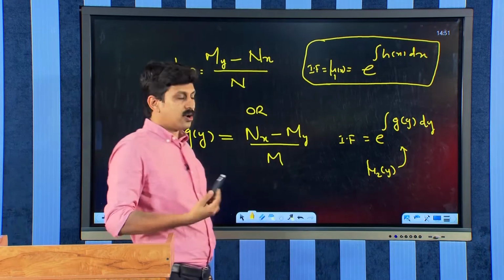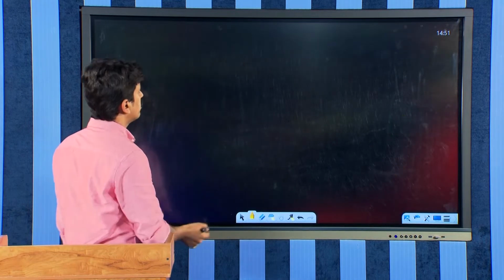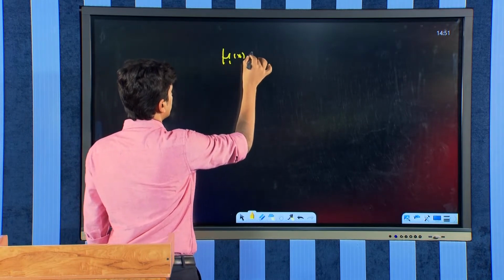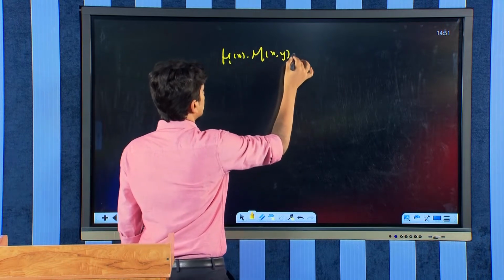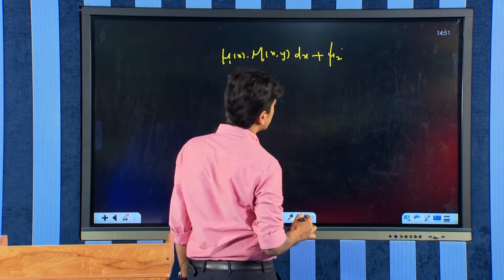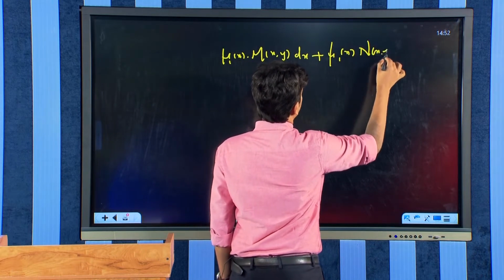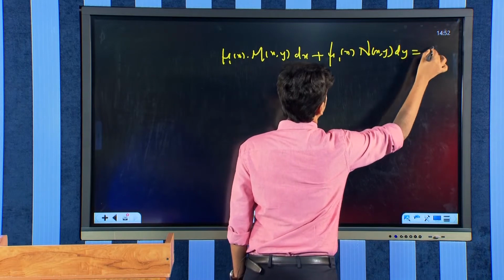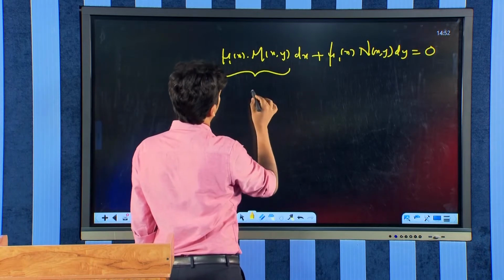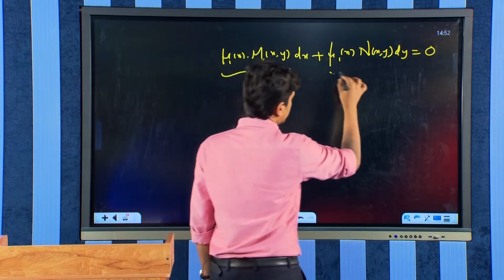We can multiply the integrating factor on both sides of equation 1, that is, μ1(x) M(x,y) dx + μ1(x) N(x,y) dy = 0. If you multiply this, your new coefficients can be written as some P(x,y) and Q(x,y).